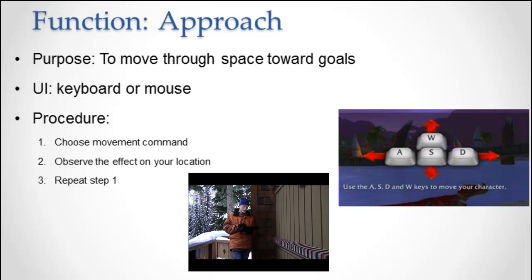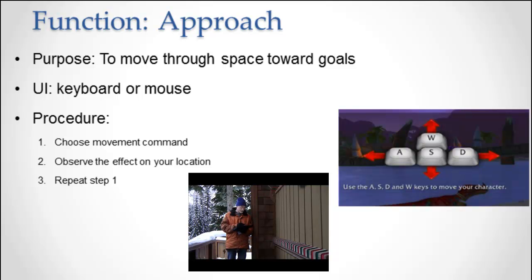What's the procedure? You choose a movement command, one of these keys. You observe the effect on your location, and then you go back to step one and choose another command. So you're pressing the forward button, you're watching it move you forward, and then you're making a decision: do I want to move forward more or not? Okay? So that's this function.